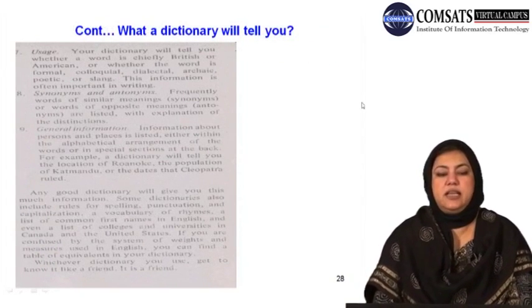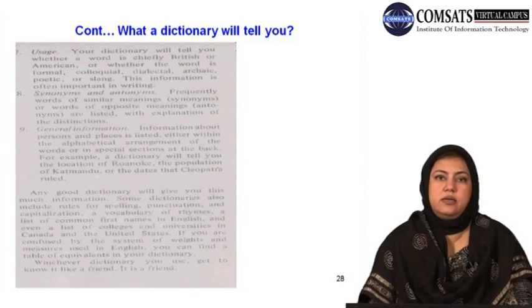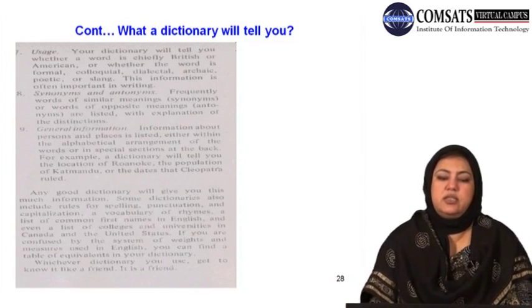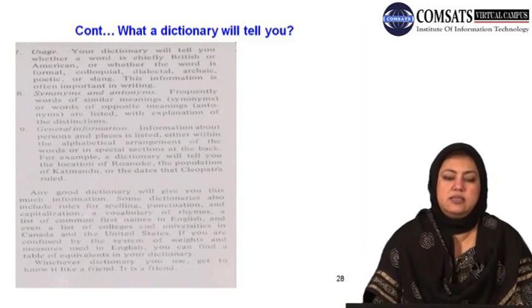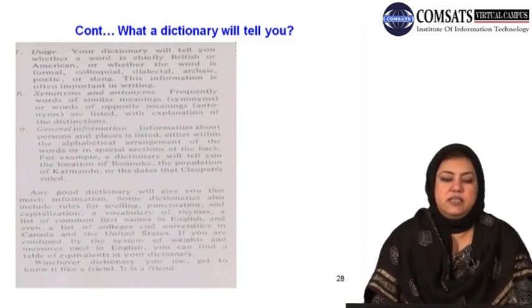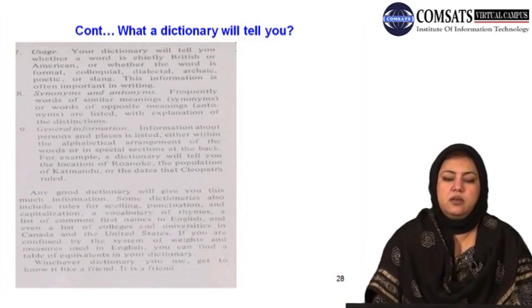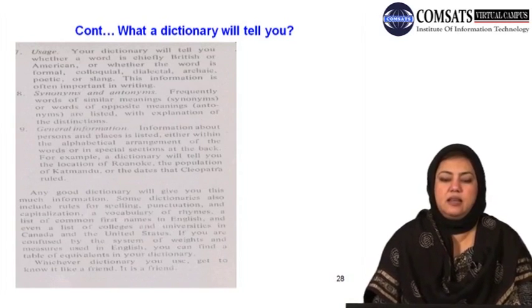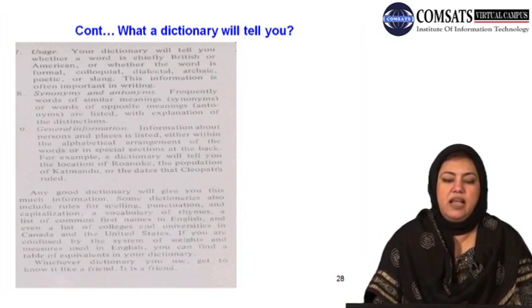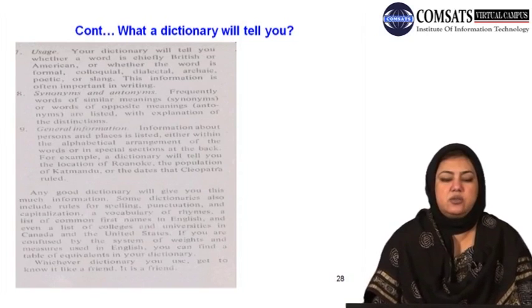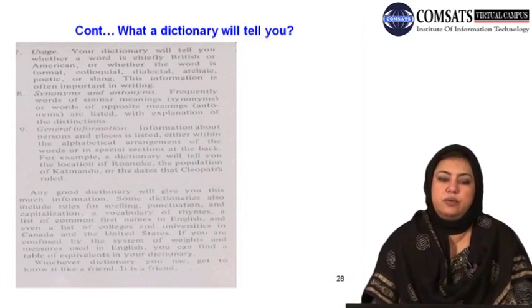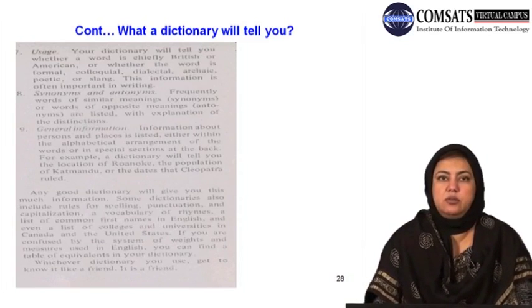Continuing on what a dictionary will tell you, another important addition of information that a dictionary can make to your knowledge is about the usage. Your dictionary will tell you whether a word is chiefly British or American, that is mainly it is from British or American English, or whether the word is formal, colloquial, dialectical, archaic, poetic or slang. किस तरह का word है, कहाँ से आया है, whether it is used in formal language or informal language. This information is often important in using that word when it comes to writing. So it's important to have a good dictionary so that if you are in doubt about a certain word, you can check that.